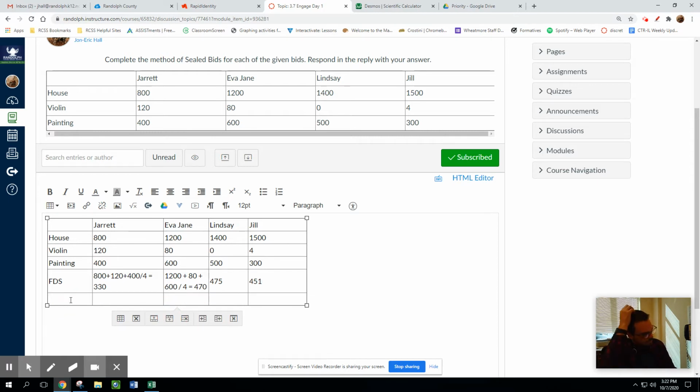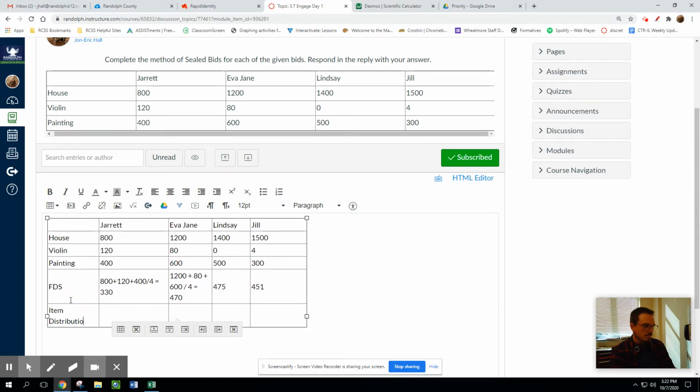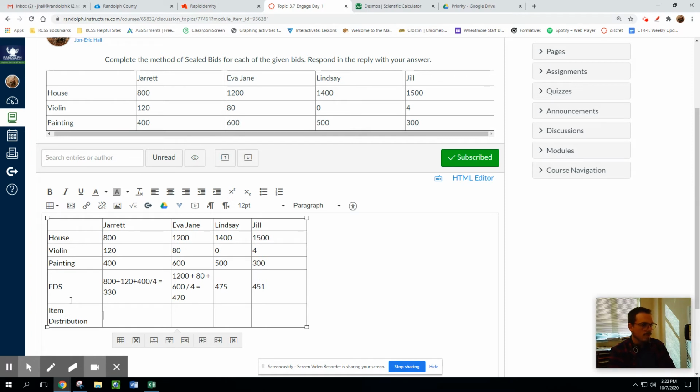Next thing that you'll do is the item distribution. And so who gets what? Well, it looks like Jarrett is going to win the violin, and that's all. Looks like Eva Jane is going to win the painting, and that's all. Lindsay wins nothing. And Jill wins the house.